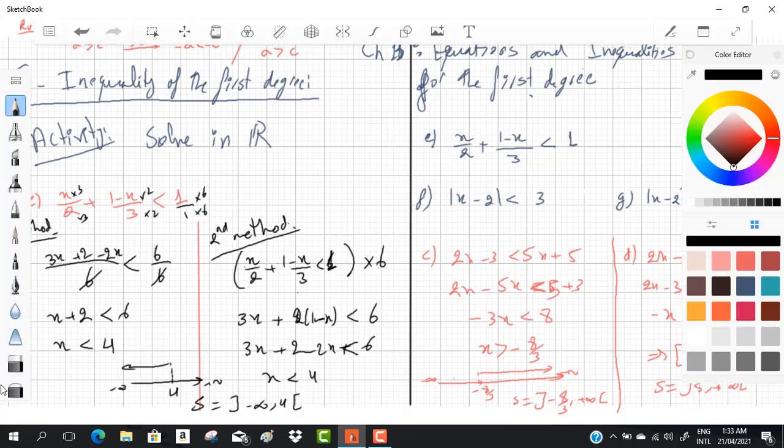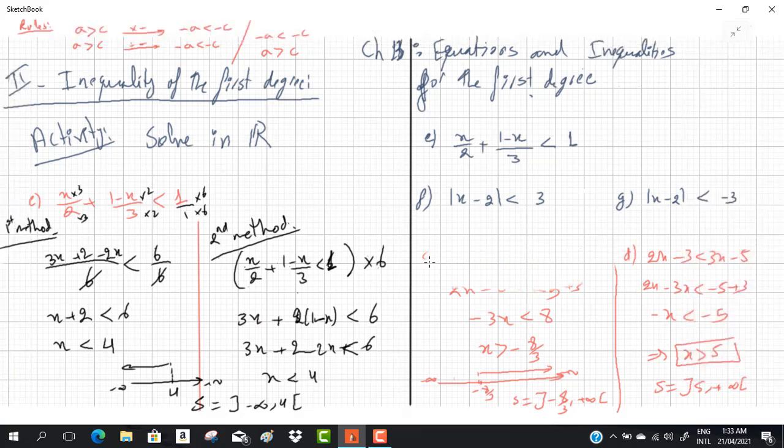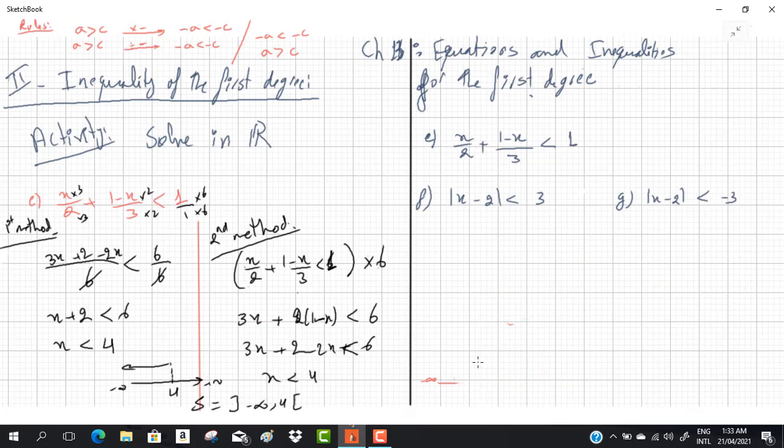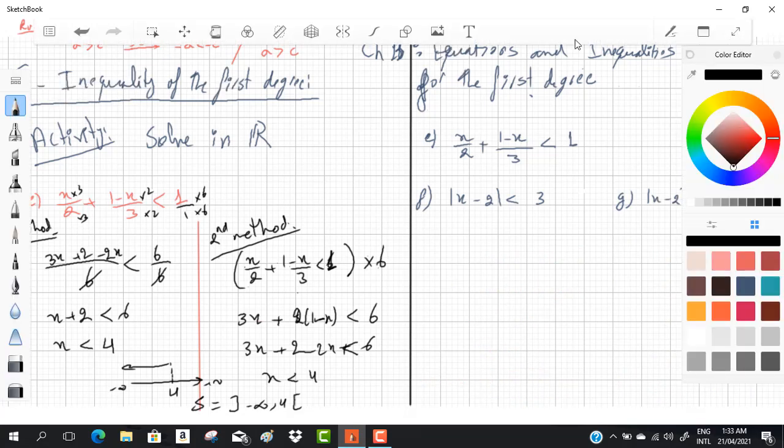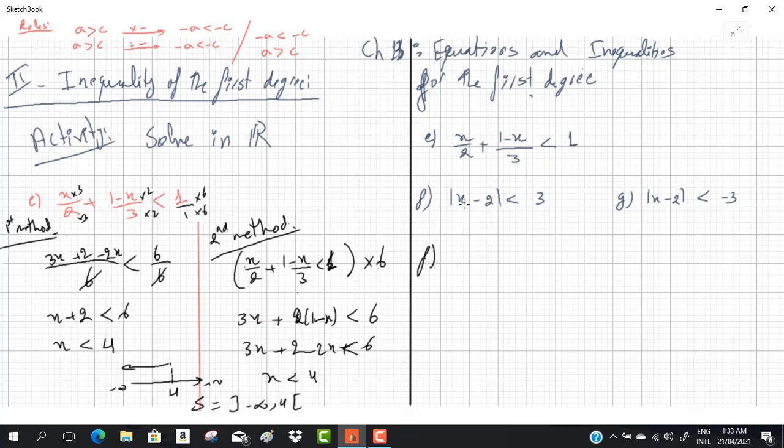Now we have to solve part F. Absolute value of x minus 2 less than 3. This type of inequality we took in the chapter on absolute value. If absolute value of x less than a, it means x less than a and x greater than minus a. Absolute value of x minus 2 less than 3 means that x minus 2 less than 3 and x minus 2 greater than minus 3. This gives us x less than 5, and this gives us x greater than minus 1.